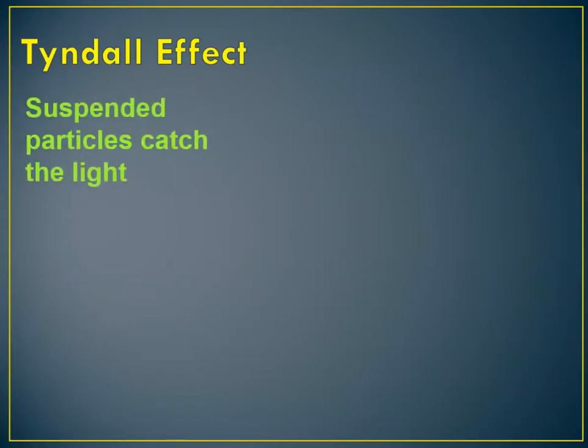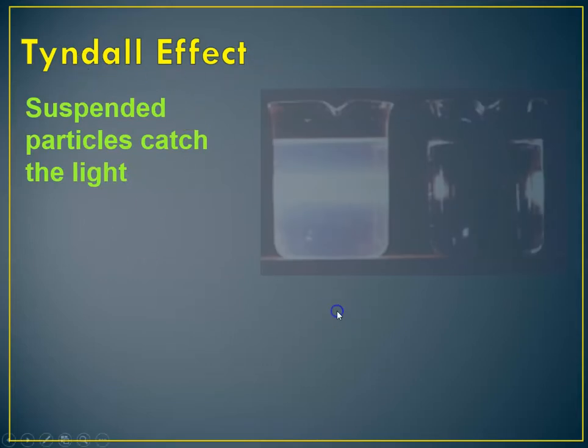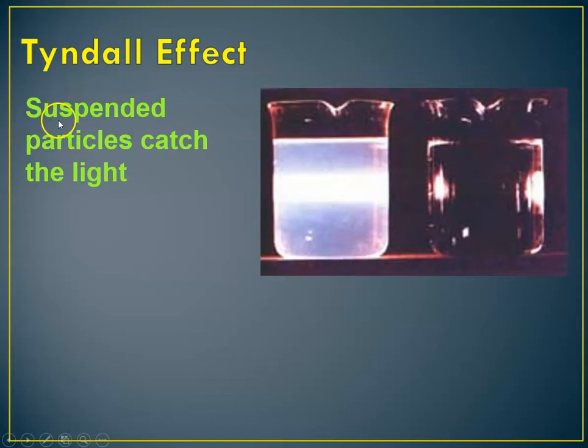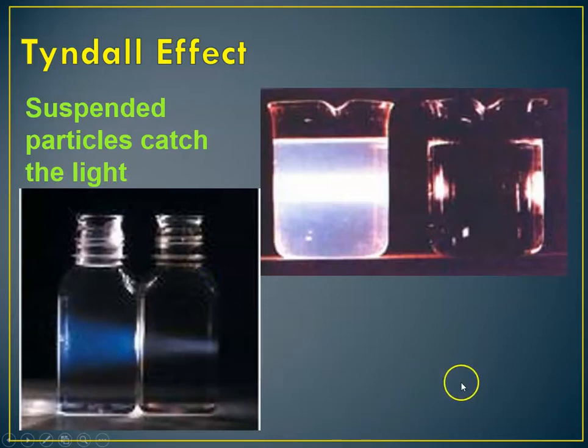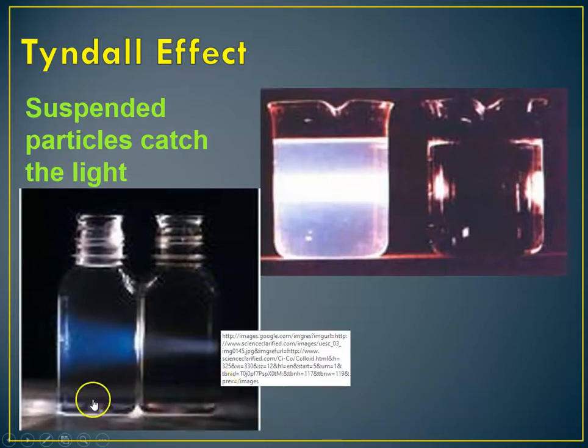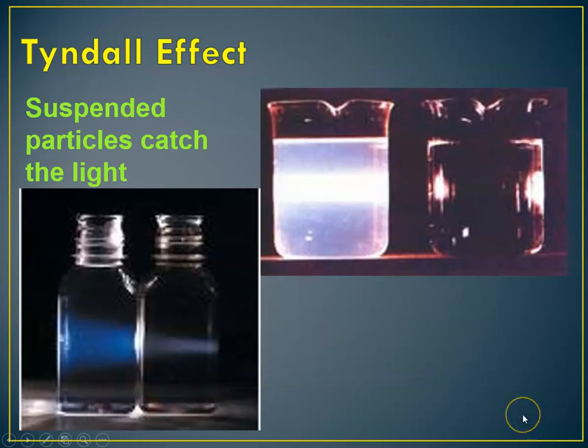So another thing we do to distinguish whether it is a true solution or not is we observe something called the Tyndall effect. So if it's a suspension, the suspended particles are large enough to capture the light and to scatter it. So this would be a true solution where the particles are on the order of a billionth of a meter, and they are not large enough to scatter the light. And in the case of a suspension, where the particles are greater than 100 nanometers, you get light scattering. And this is another example of it here, where it's a true solution, and then here, where it's a suspension.